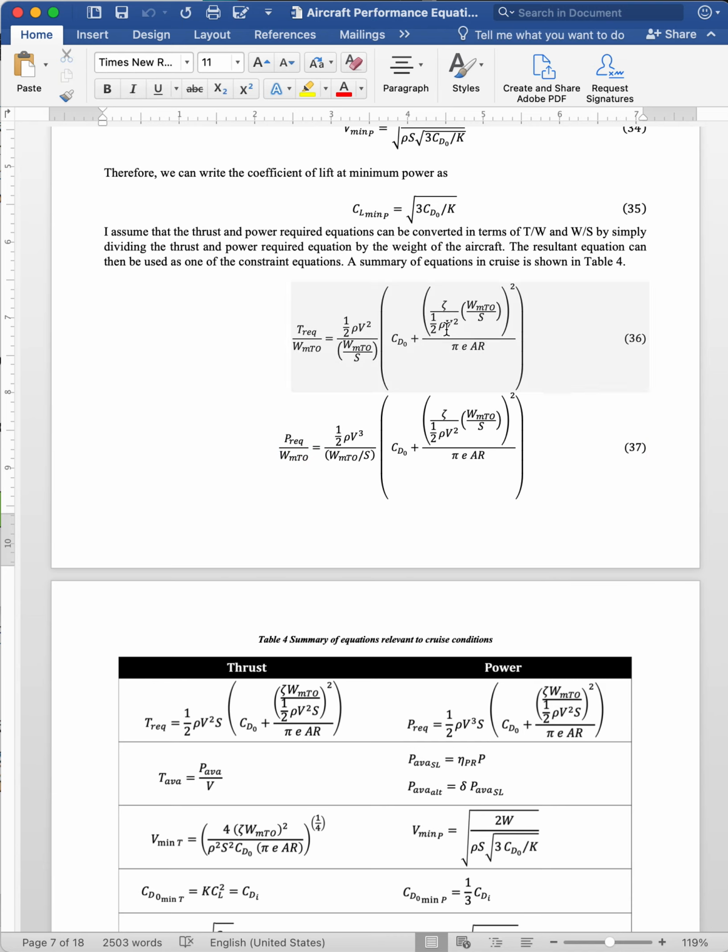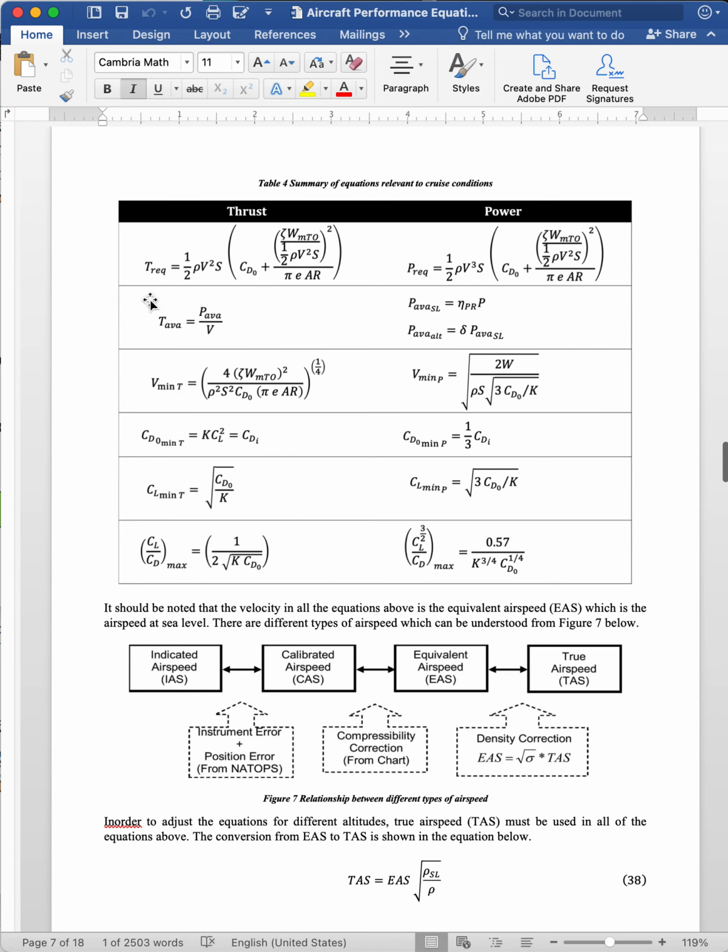Okay, so again, when we deal with jet engines, you just have to worry about thrust. You don't have to worry about power. Well, you may have to worry about it, but not as much as you do in a propeller-driven aircraft, right? So even in the constraint equations, the only thing that changes is the thrust to weight ratio for a jet aircraft, and for a prop aircraft, we have power to weight ratio.